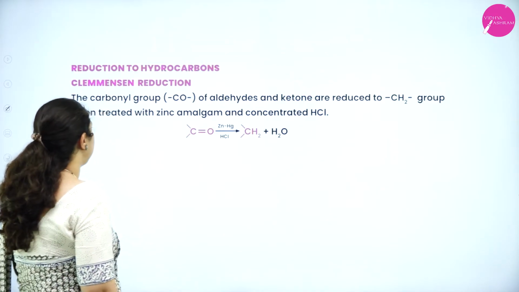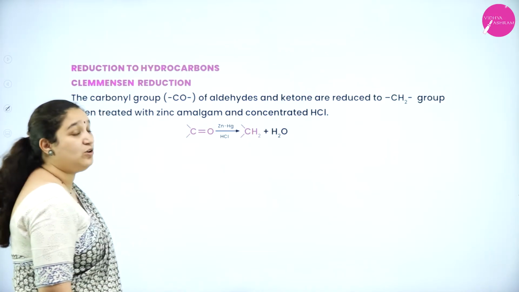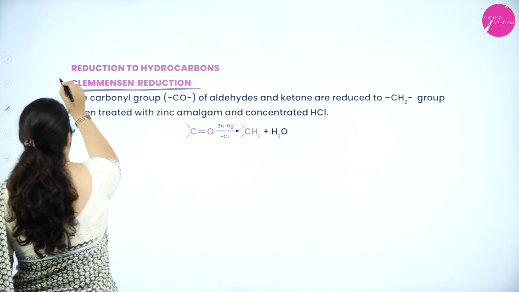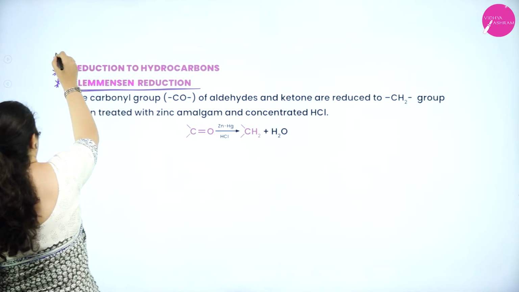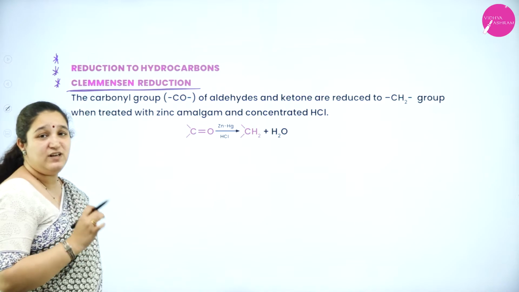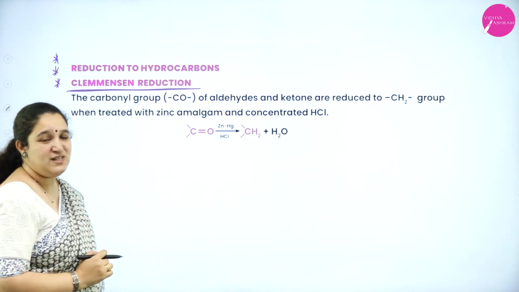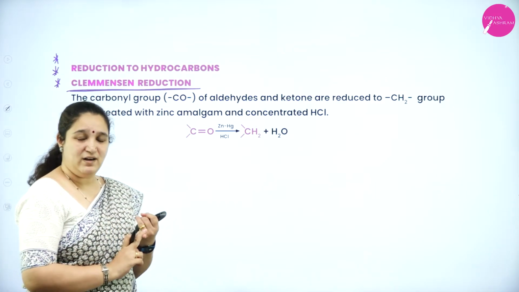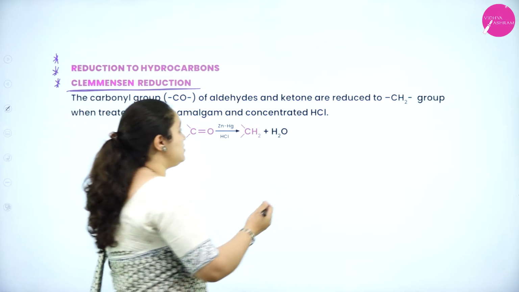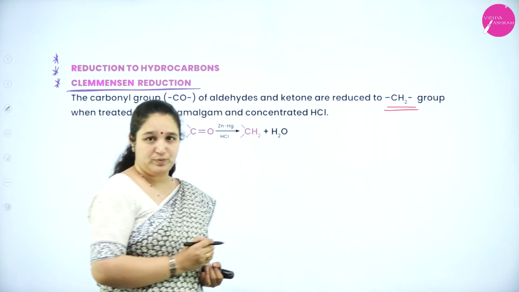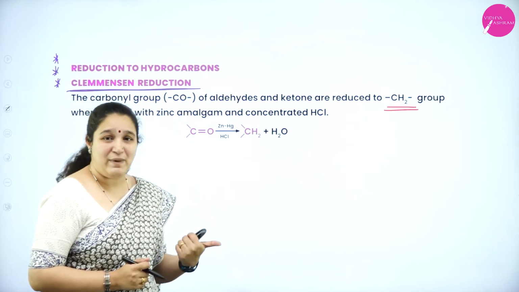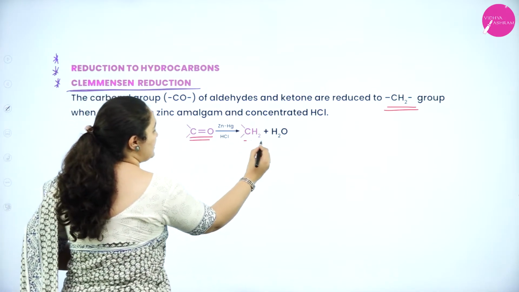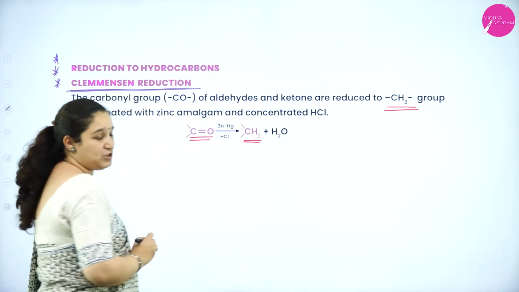Next reaction is reduction to hydrocarbons. Under that we have Clemmensen's reduction, a very important question. Okay, several times previously this question has been asked. Here what is happening is the carbonyl group of the aldehyde or the ketone gets reduced to a CH2 group in the presence of zinc amalgam and concentrated HCl. You can see the carbonyl group gets converted to a CH2 group with the production of water.